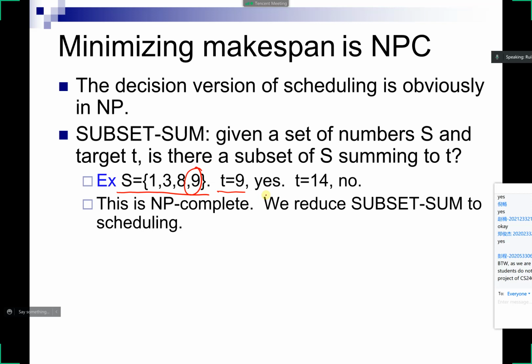So that's a yes instance of subset sum. But if you pick your target to be like 14, then you can see that there's no subset of S which adds up to 14.